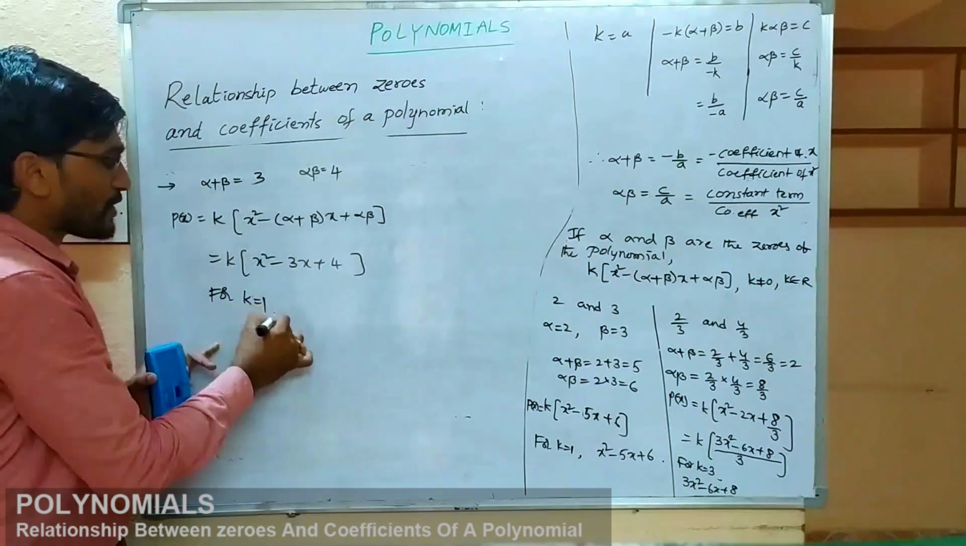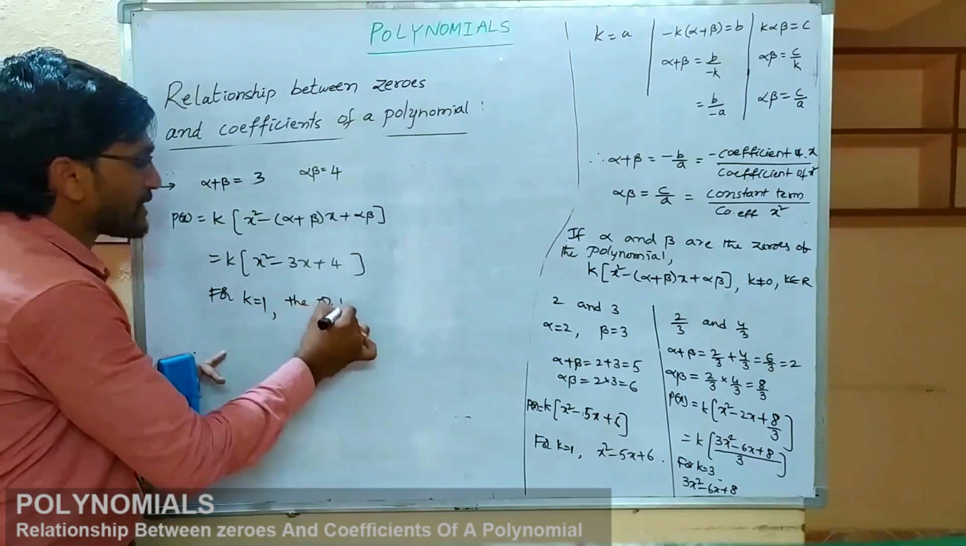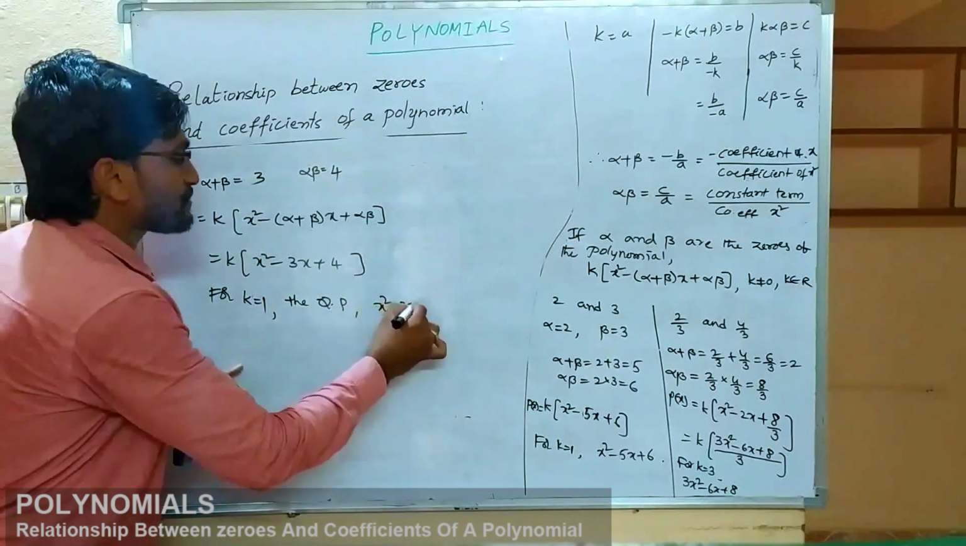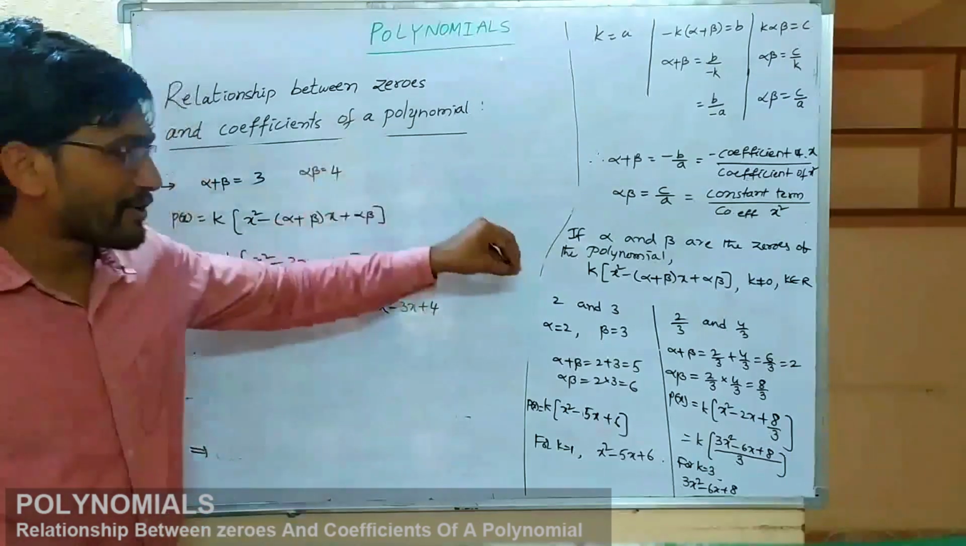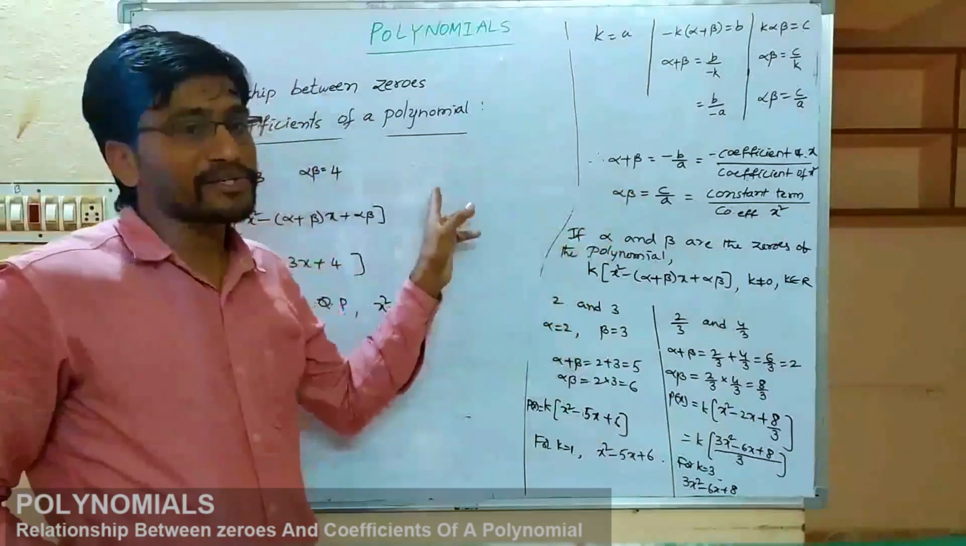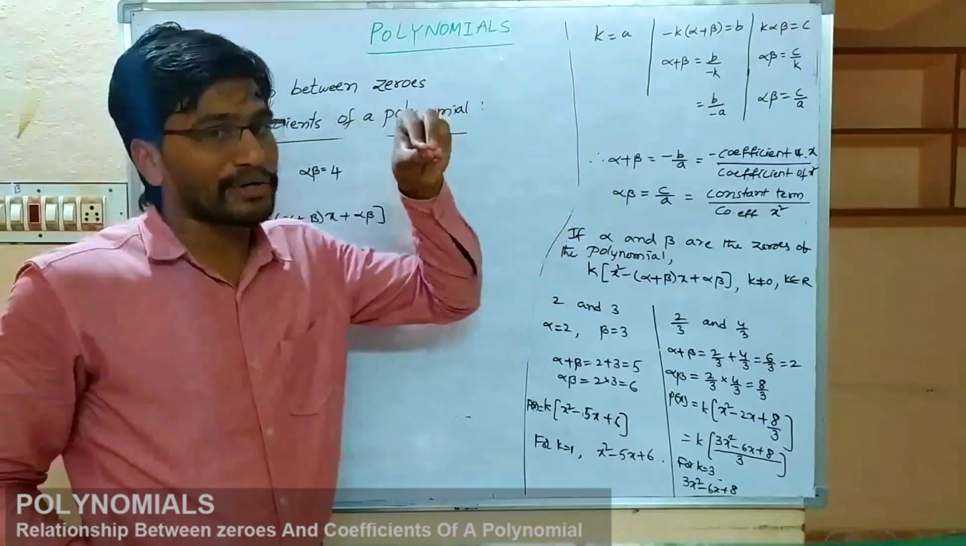So k is equal to 1. The quadratic polynomial is x square minus 3x plus 4. We have to remember they have given the sum of the zeros and the product of the zeros. That we have to remember clearly.